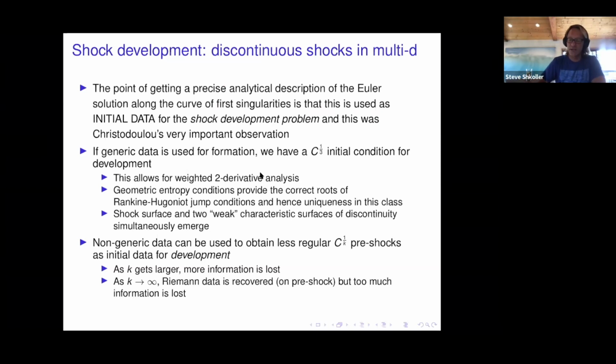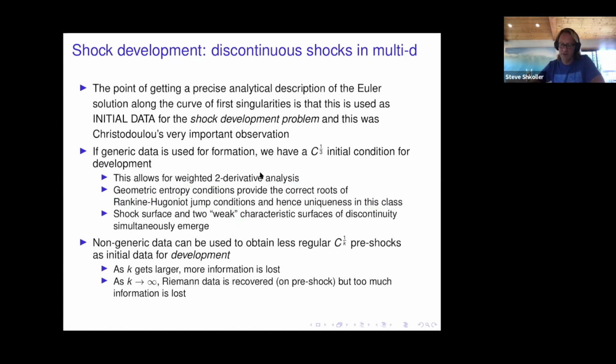This allows us to do an analysis in the development phase where you use two derivative analysis weighted appropriately. The geometric entropy conditions allow you to select the correct roots of polynomials which arise from Rankine-Hugoniot jump conditions, and you can actually establish uniqueness in a class of this type. There's a shock surface and 2 weak characteristic surfaces of discontinuity that simultaneously emerge. And Vlad is going to talk about this on Friday in the case of azimuthal symmetry.